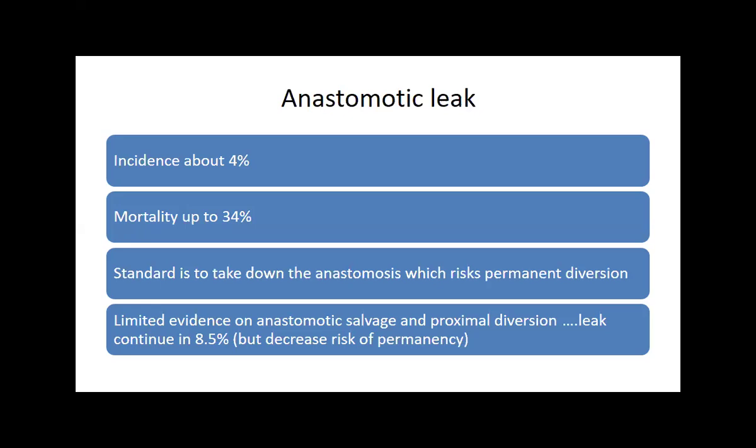The standard treatment of leak is to take down the anastomosis. So if you have a major leak from colorectal anastomosis, the standard is to wash and take down the anastomosis, not to divert proximally. Again, in selected cases where the leak is not that major and the patient's functional reserve is good, you may consider proximal diversion, wash and drainage, and trying to repair the anastomosis without taking it out. But you need to consider that in 8.5% the leak may continue even after the proximal diversion. This is something to consider. Be very cautious when you are doing proximal diversion for leak.